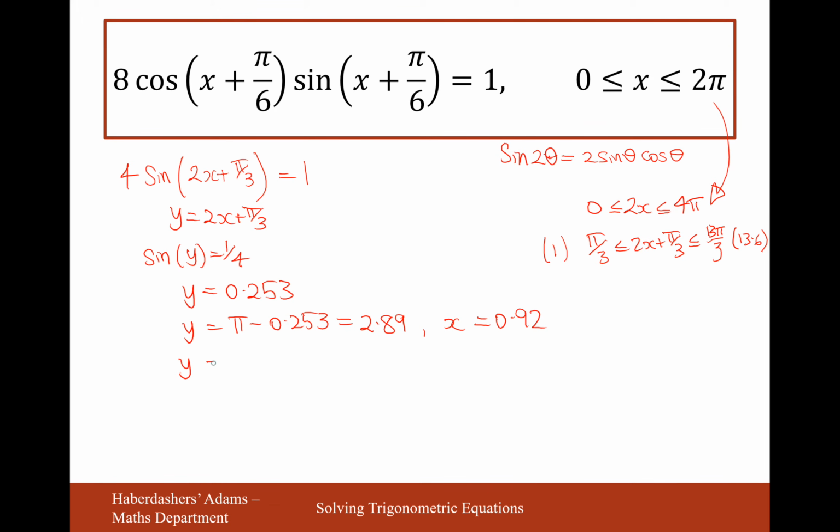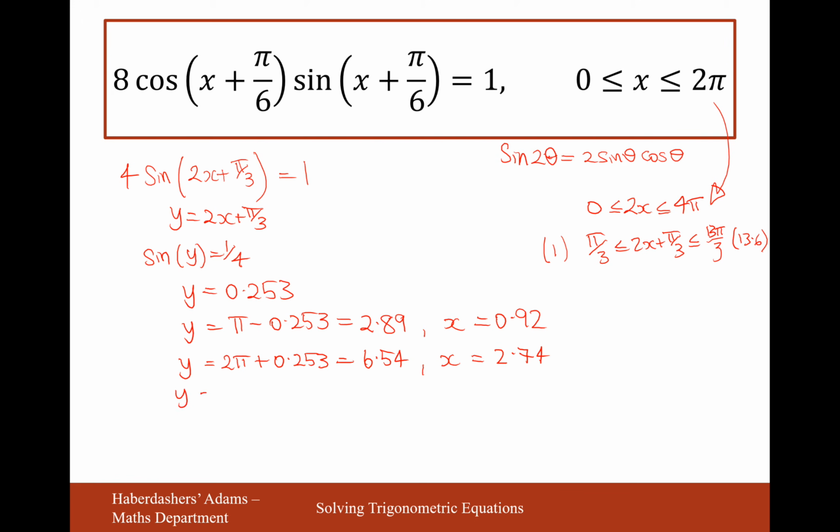The next value I'll work out for y will be 2 pi plus 0.253. Remember, 0.253 is stored on the calculator as a at the moment, so I'll write in 2 pi plus a, using the a on the calculator. That would be 6.54. And then to find x, I'll need to take away pi by 3 and divide by 2. So take away fraction pi by 3 and then divide by 2, and that will give me 2.74.